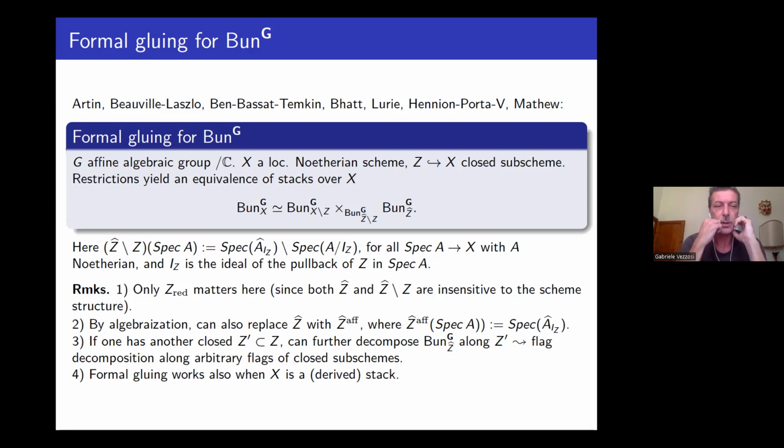It's not totally obvious. And if one has another closed subscheme Z prime of Z, one can further decompose Bun_G of Z hat using the closed Z prime in Z hat. So we have a flag decomposition along flags of arbitrary length, flags of closed subschemes. We will not use this here, but formal gluing also works when X is a derived stack.